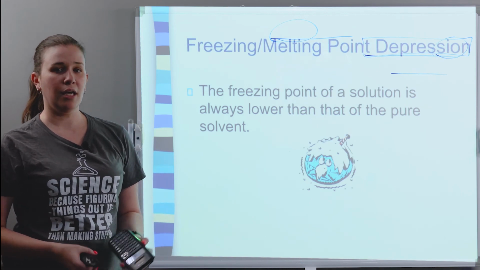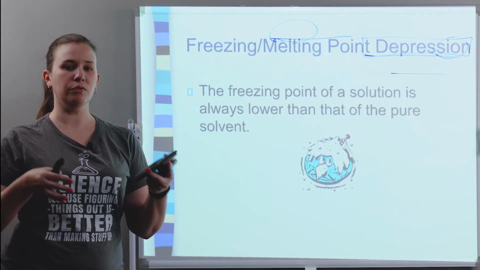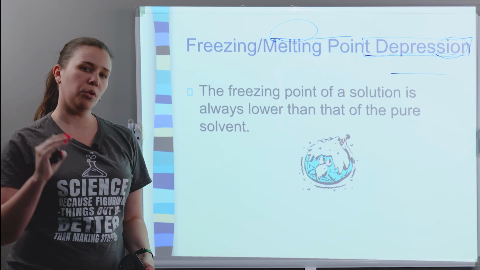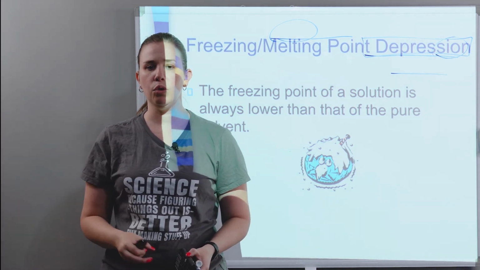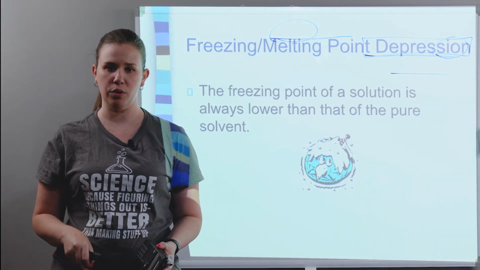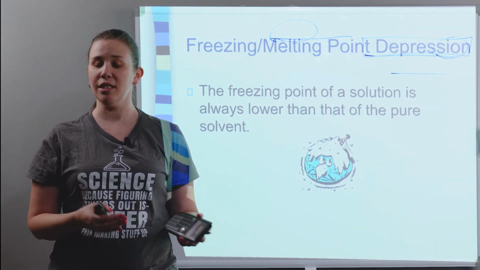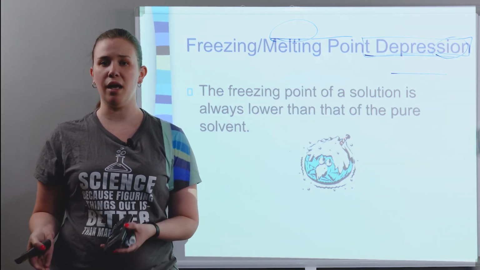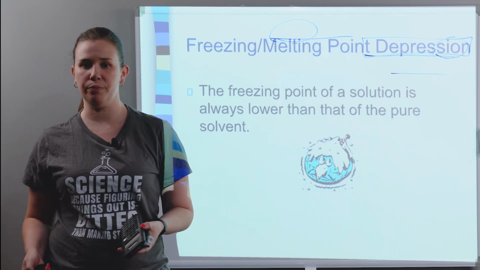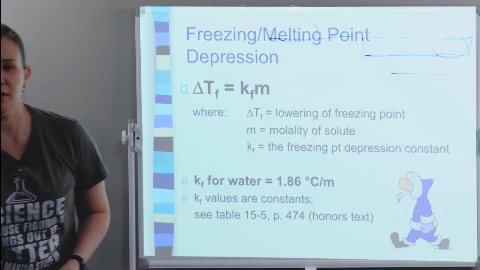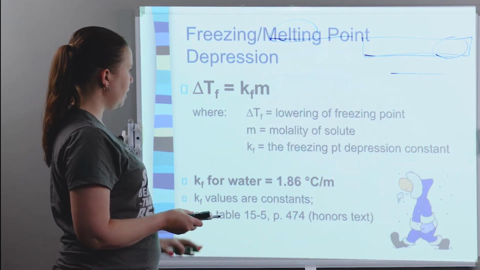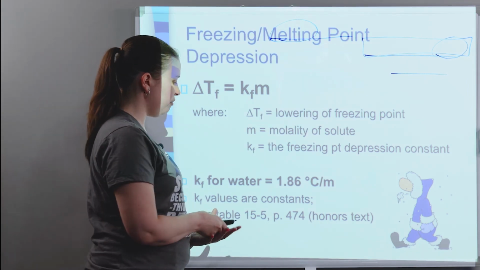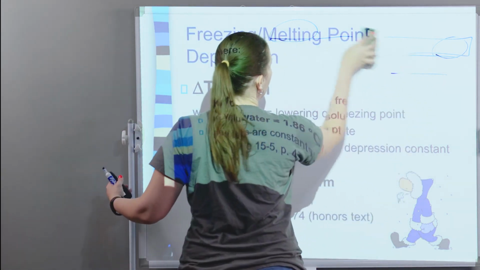All right, so that's all about boiling. Now let's move on to freezing. Where our boiling point always went up, our freezing always goes down. We're going to lower the freezing point of the substance. And so when we find delta T, we want to then compare that to below 0. The formula looks very similar to our delta Tb formula. In this case, I've got delta Tf equals Kf times the molality.